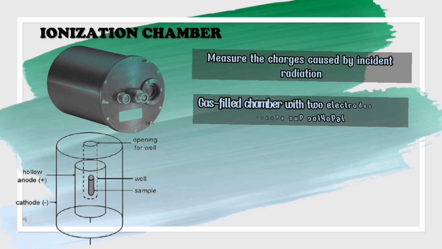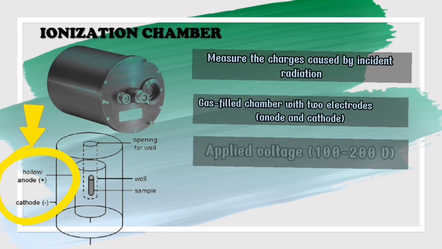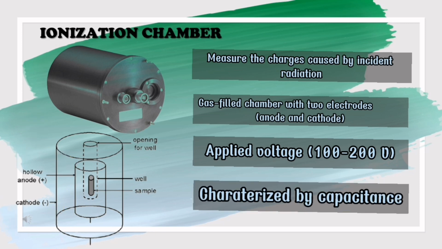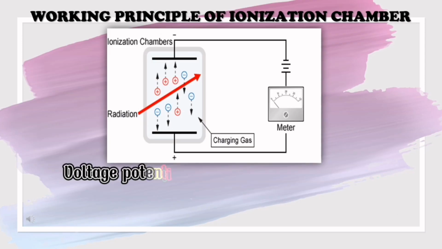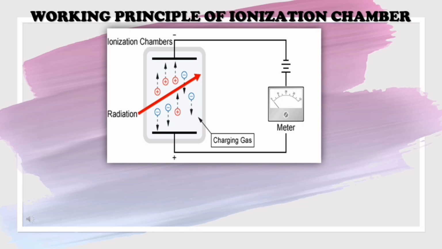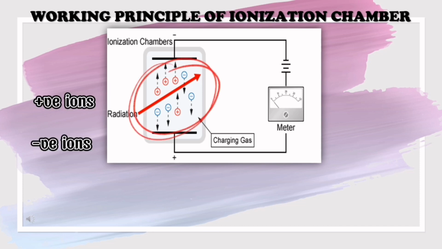It consists of a gas-filled chamber with two electrodes, an anode and a cathode, in which a voltage is applied to maintain an electrical field. The device is characterized by a capacitance determined by the electrode's geometry. It starts when a voltage potential is applied between the electrodes to create an electric field in the fill gas. The applied voltage is high enough to allow the complete collection of positive and negative ions.